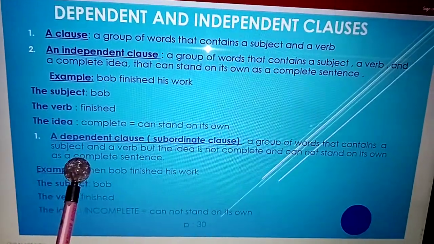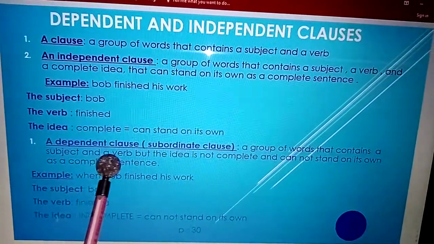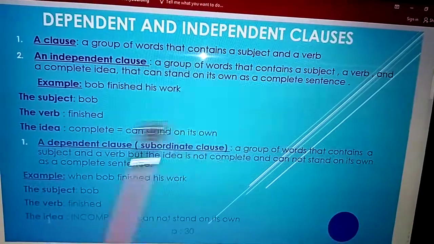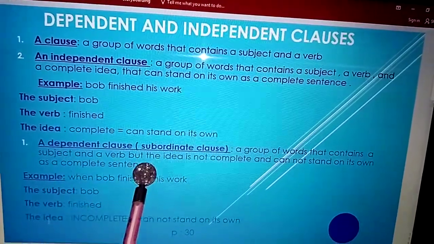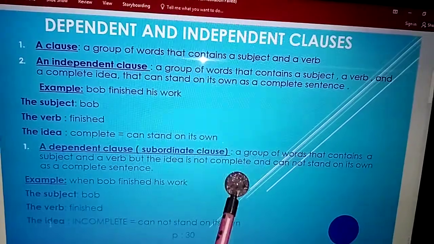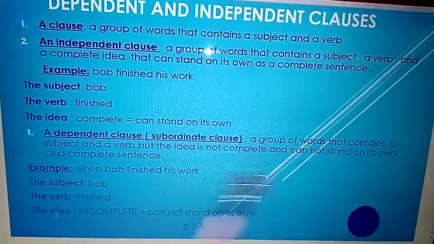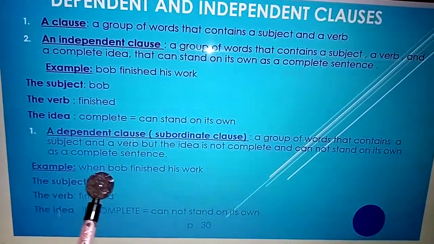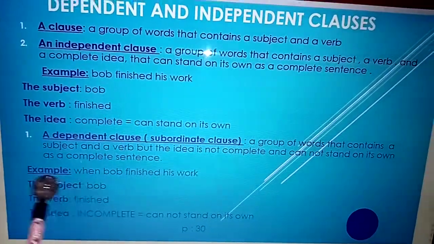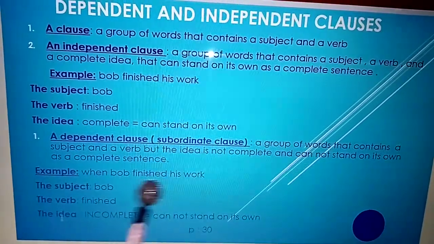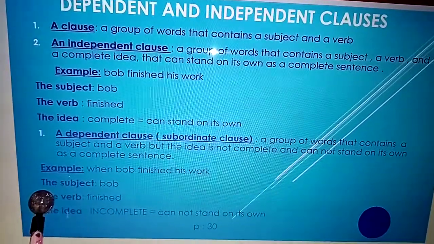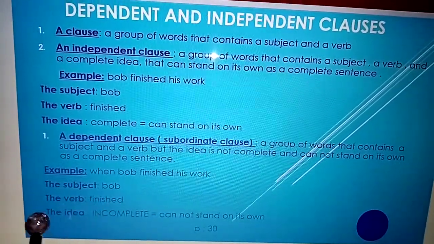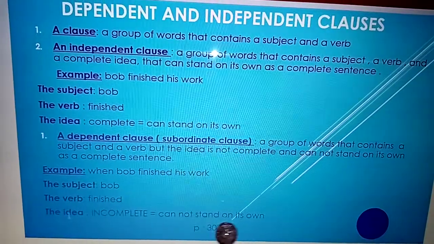Now type number two. A dependent clause, or a subordinate clause, is a group of words that contains a subject and a verb like the independent clause, but the idea is not complete and cannot stand on its own as a complete sentence. So the meaning is not complete and the idea is not complete also. Example: when Bob finished his work. Okay, what's next? We don't know till now. So the subject is Bob, the verb is finished, and the idea is incomplete, cannot stand on its own.